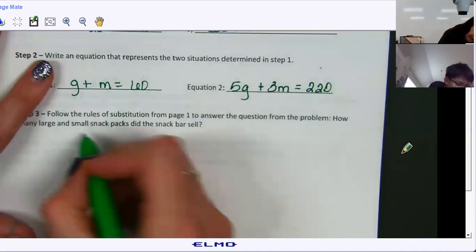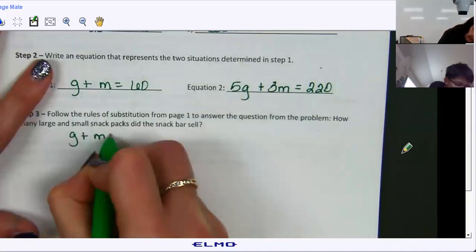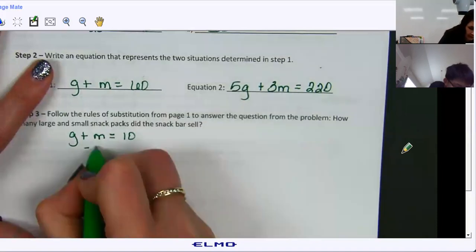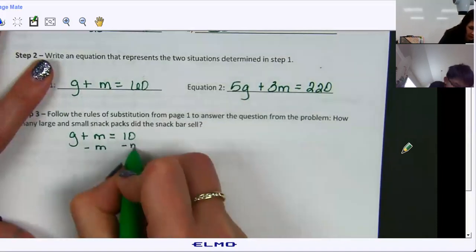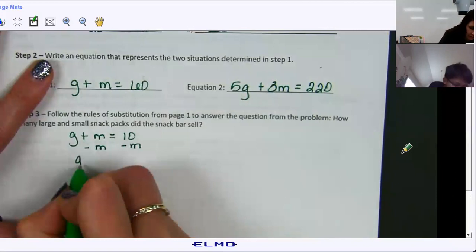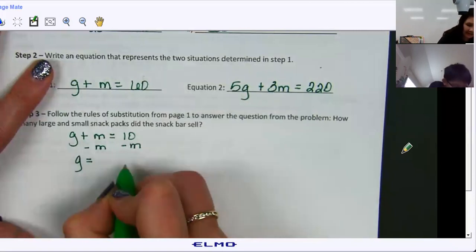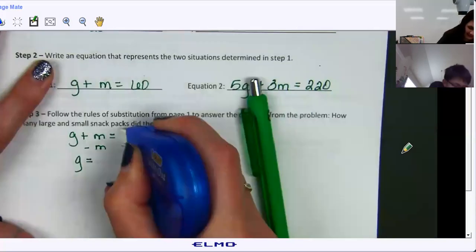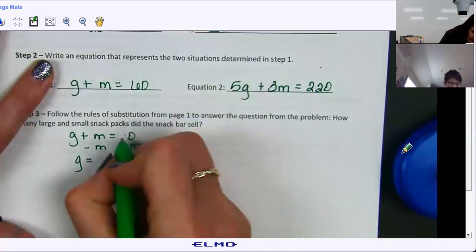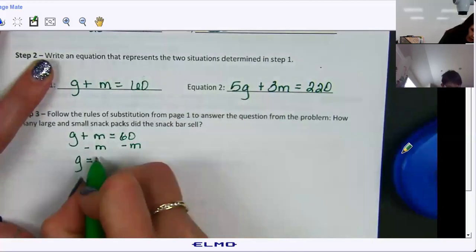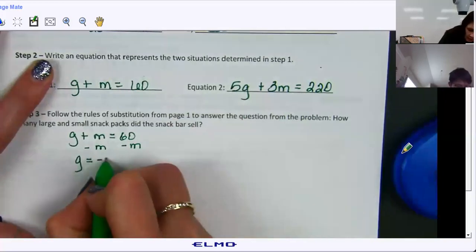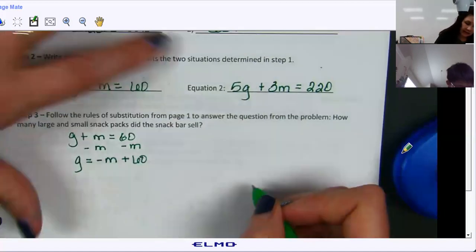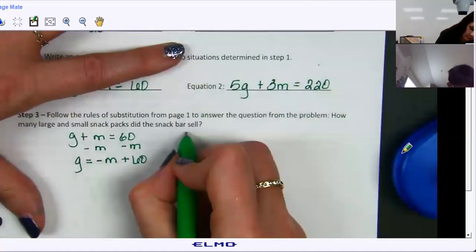So we have G plus M equals 60. So we're going to subtract M from both sides, and we have G equals negative M plus 60. Okay. Now I'm going to write the second equation out.